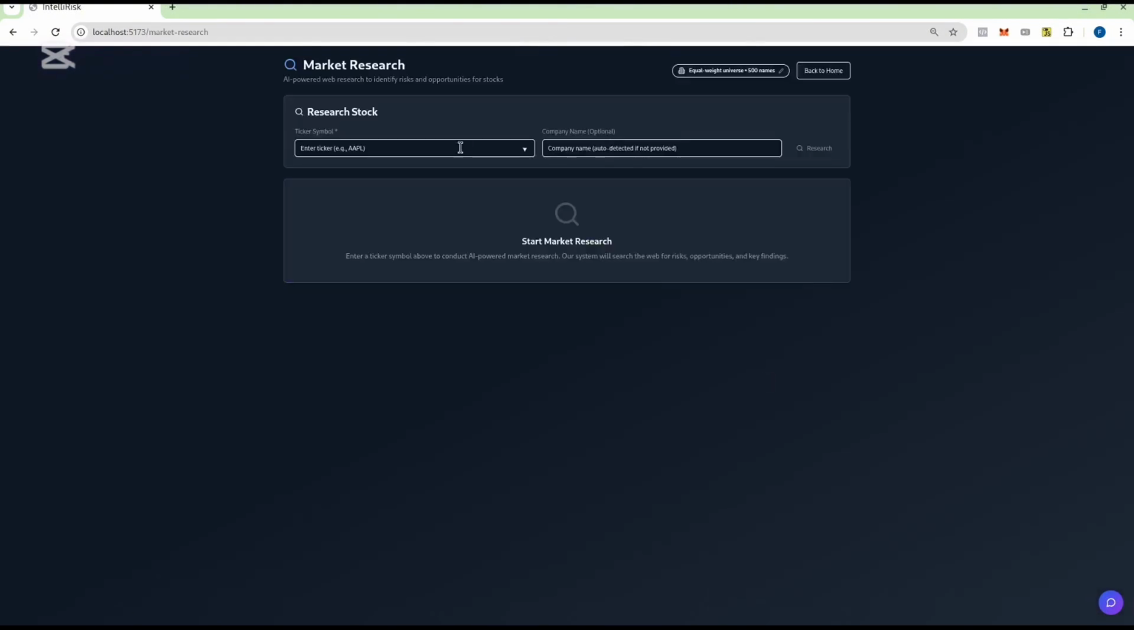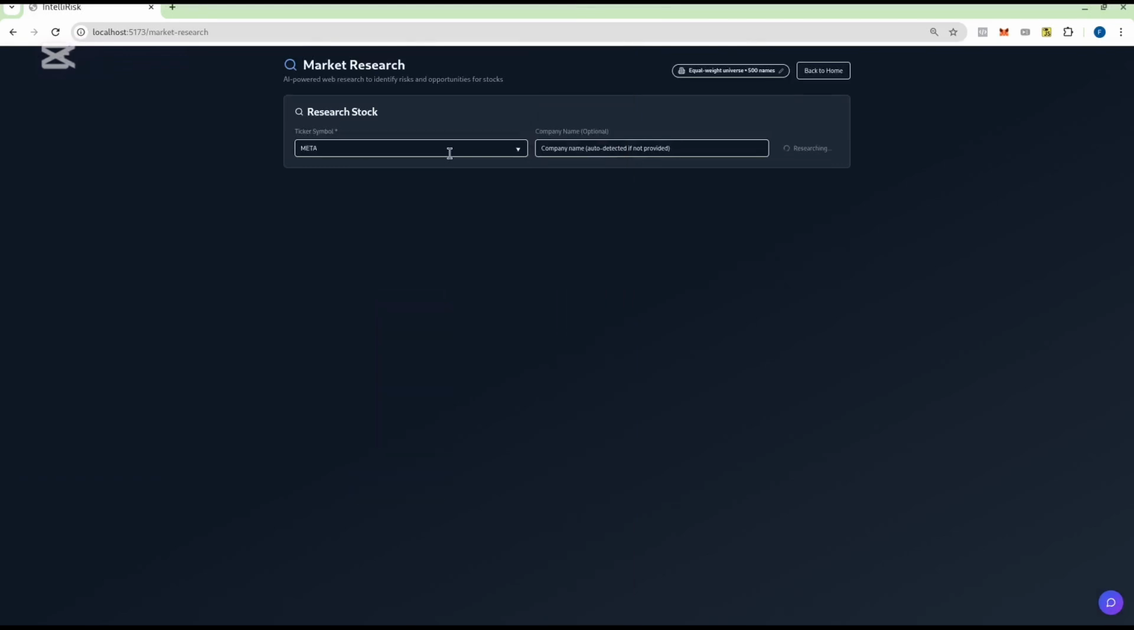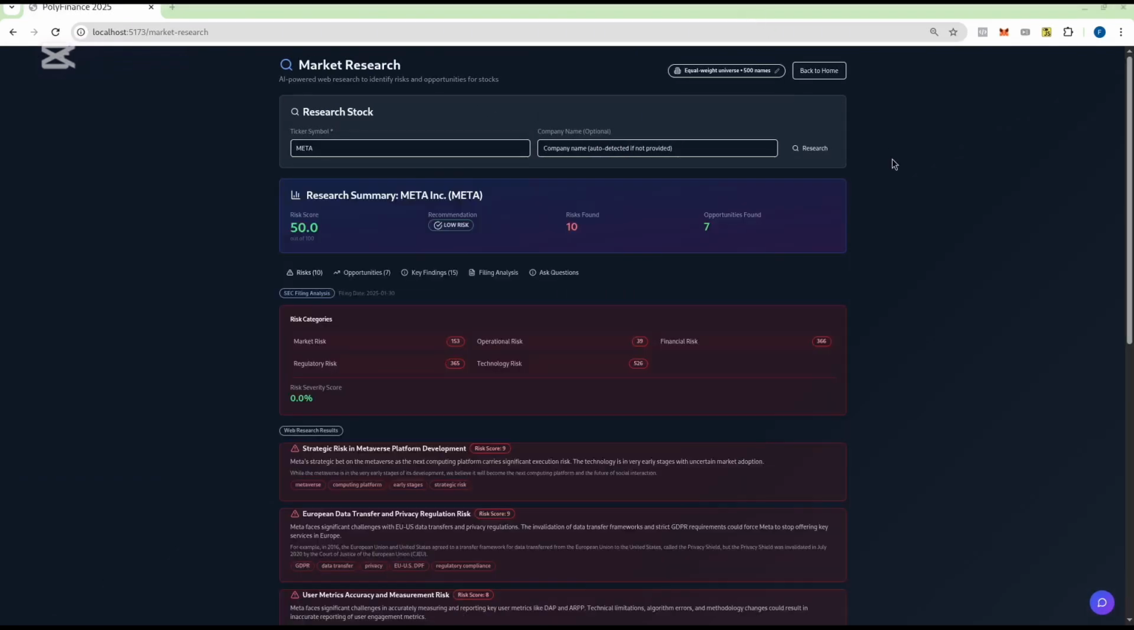And the last thing is market research. If I input a stock such as Meta, we can do market research. We can input a ticker such as Meta and have a risk score out of 100, and a recommendation of whether we should buy or not. This is a low risk compared to others based on the SEC filings.